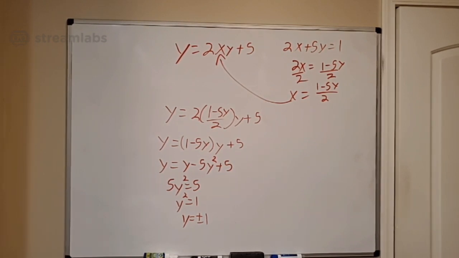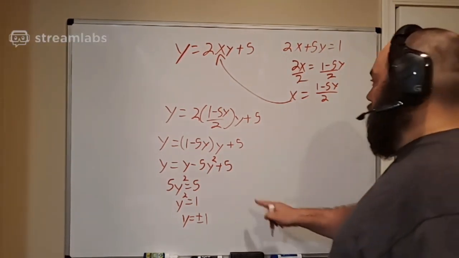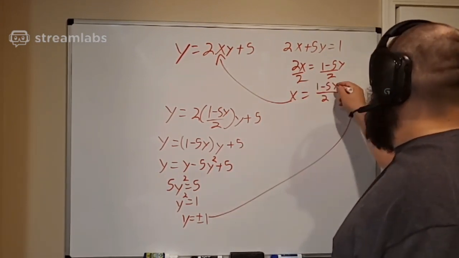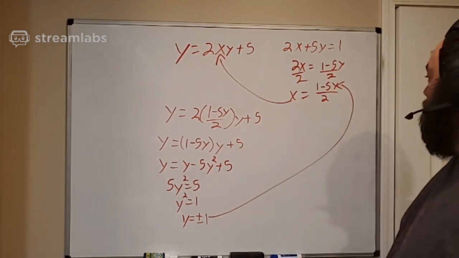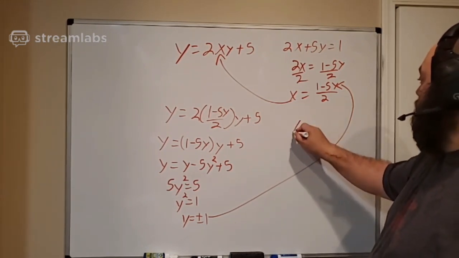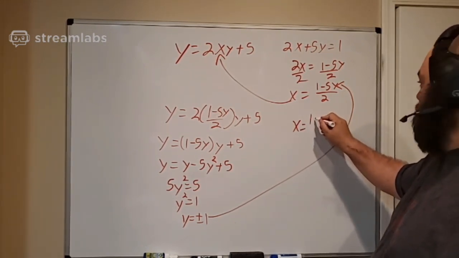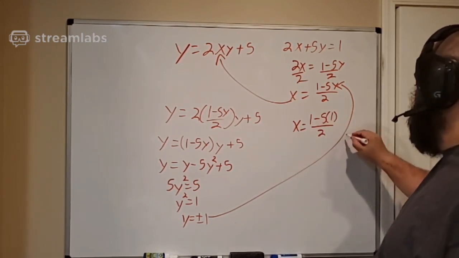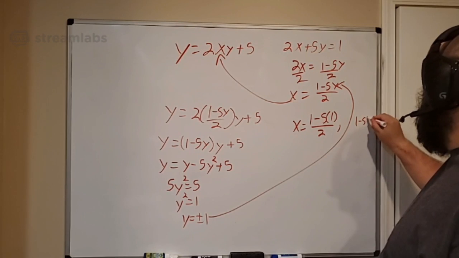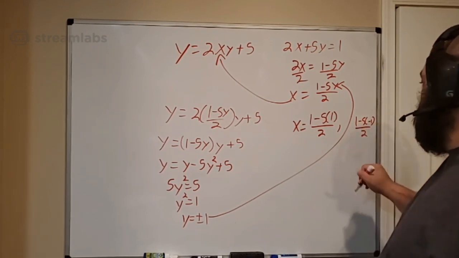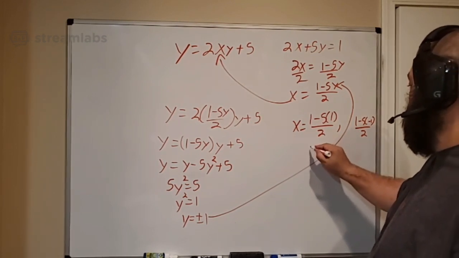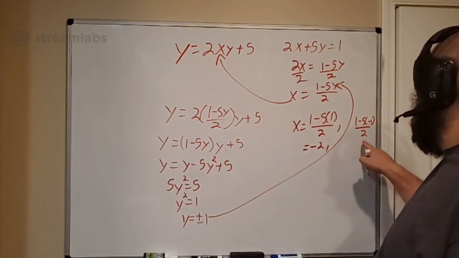So even if you did this the other way and solve for y, you'd still have this explicit equation over here for x. So I'm going to take these and plug them in there. So you get x is equal to 1 minus 5 times 1 over 2, and then comma 1 minus 5 times negative 1 over 2. So you get negative 4 divided by 2 is negative 2, and 6 divided by 2 is 3.